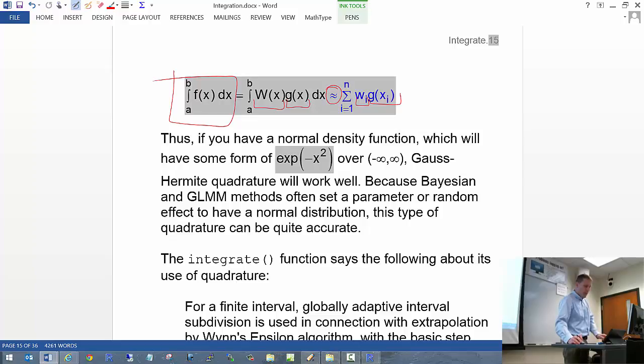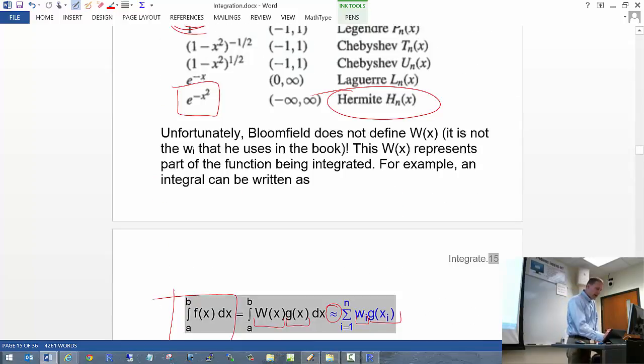Now, why do you think I picked this one right here? Hopefully I don't have the answer there. I guess I do on page 15. Well, why did I pick that one?